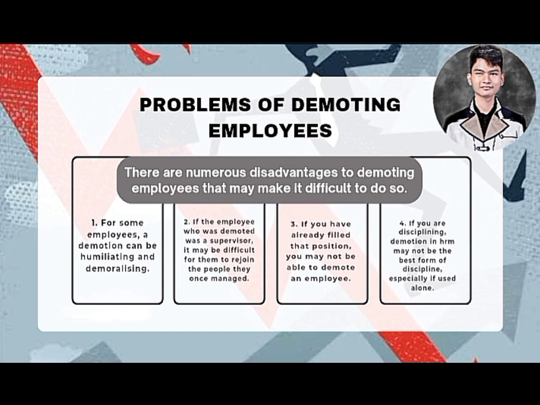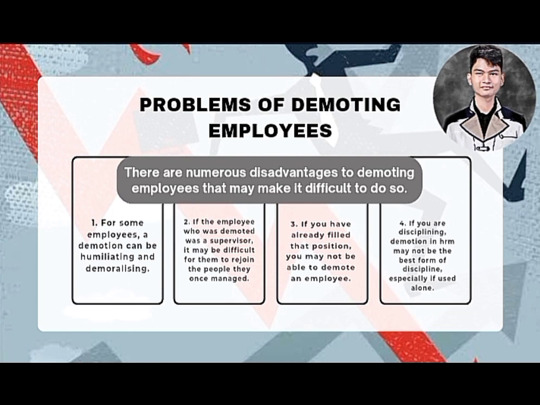Number two, if the employee who was demoted was a supervisor, it may be difficult for them to rejoin the people they manage. Meaning to say that if a supervisor is demoted, they are having a difficult time to rejoin those people whom they once managed, because they are demoted. It changed their responsibilities from being a supervisor going down because of demotion. So the supervisor's responsibilities have changed. So they really have a difficult time to rejoin those people they once managed.